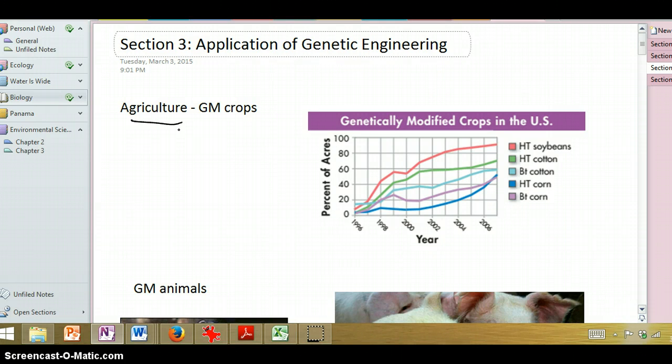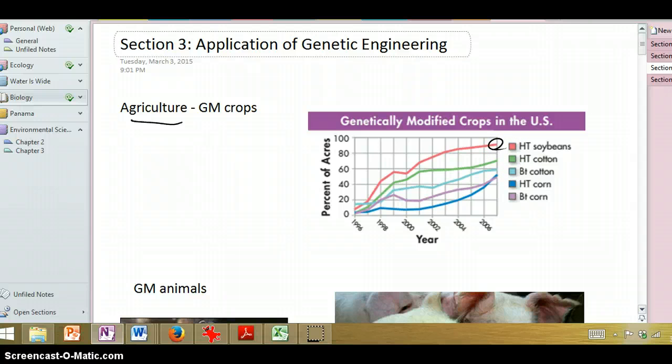This graph from the book shows over time the increase in certain crops that have been genetically modified. And so this shows the percent of acres. So we can see the data is a little old, but it's probably increased even more. I would imagine you can see upwards of over 90% of soybeans, for example, that are planted in the United States have been genetically modified. And cotton's not too far behind, and the others you can see where they are.